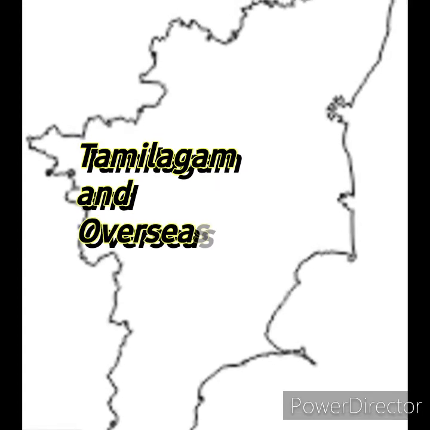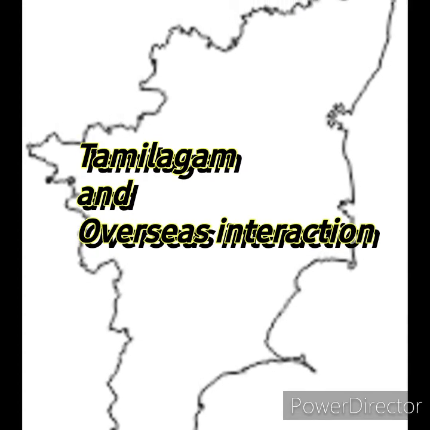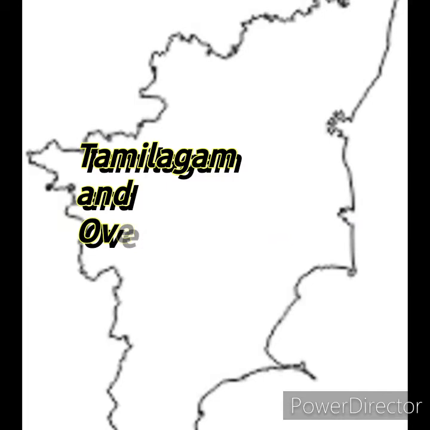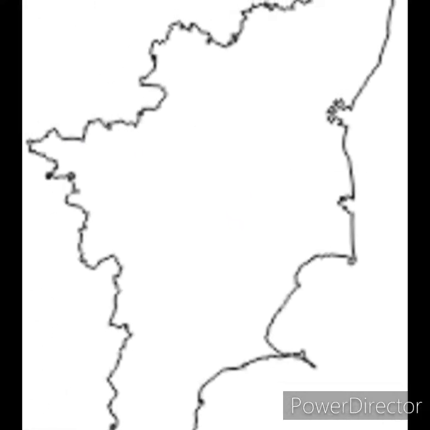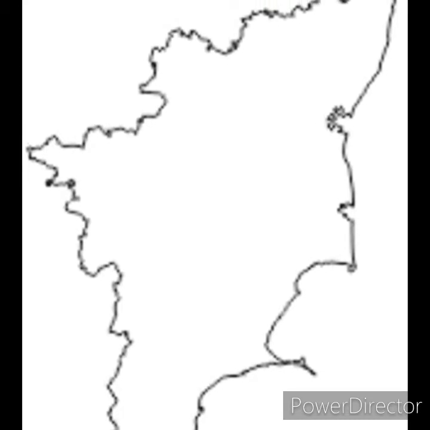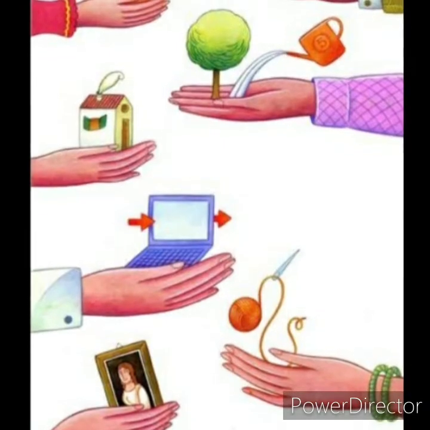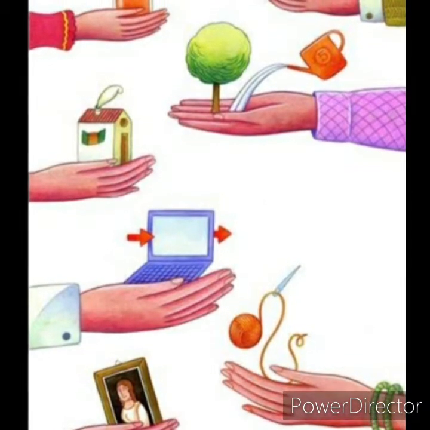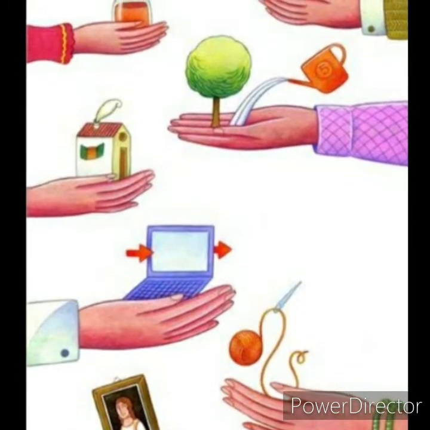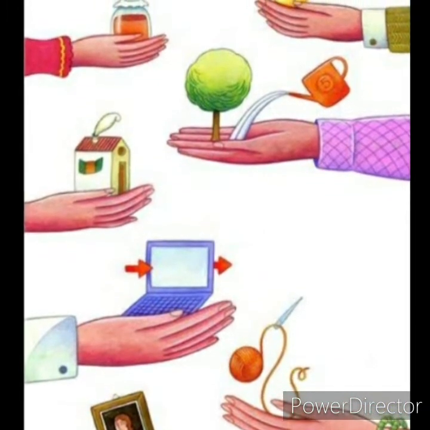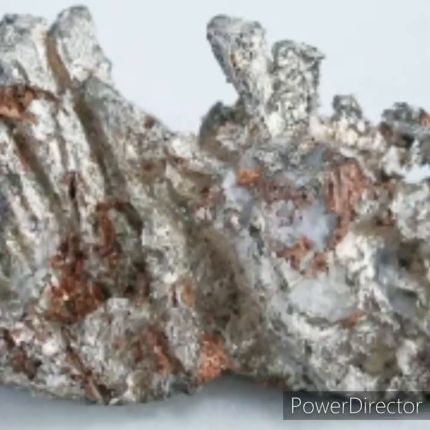Tamilagam and overseas interactions. The Tamil country had connections with countries overseas, both in the east as well as the west. Roman ships used monsoon winds to cross the Western Sea, or the Arabian Sea, to connect Tamilagam with the Western world. Spices including pepper, ivory and precious stones were exported to Roman countries. Metals including gold, silver and copper, and precious stones were imported from those countries to our country.